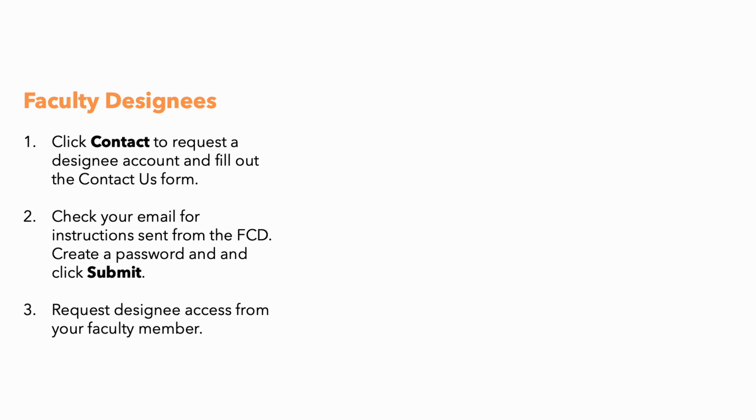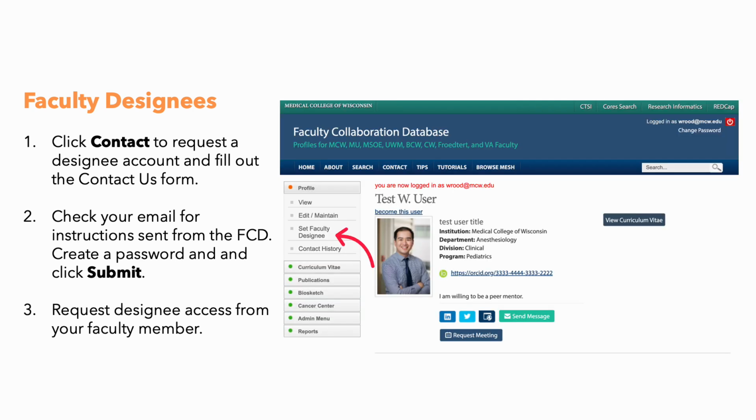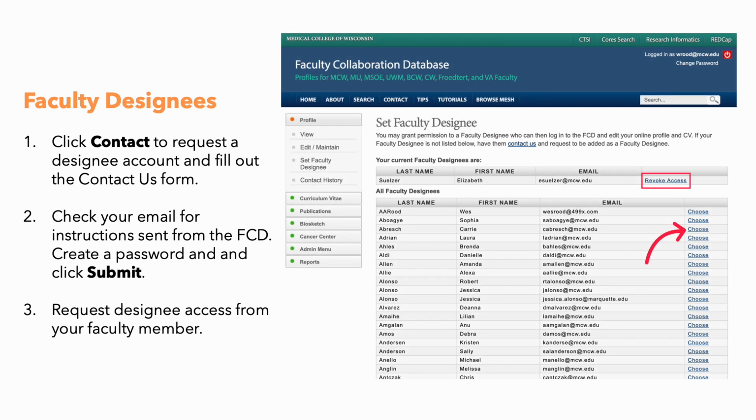Alternatively, the faculty member can add a designee to their account directly. To do so, the faculty member needs to be signed in. Then they can click the Set Faculty Designee option in the profile menu. Scroll through the list of designee names and click Choose. Faculty designees can be removed at any time by clicking Revoke Access.